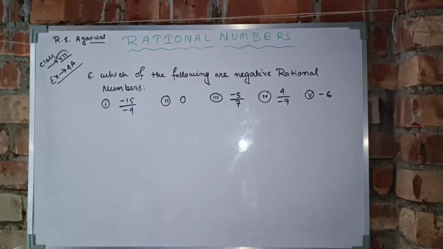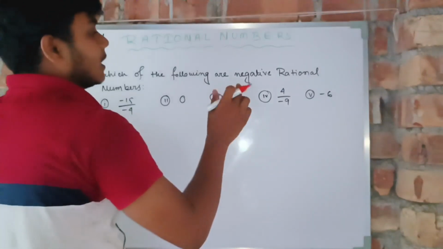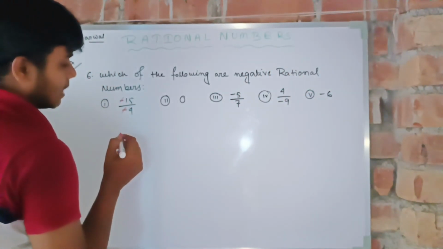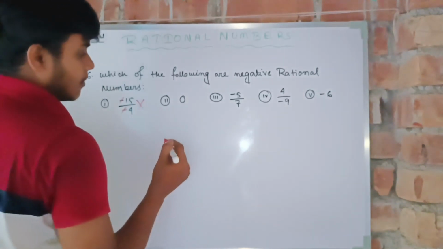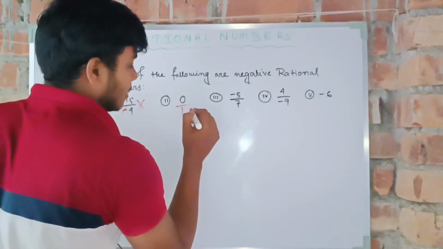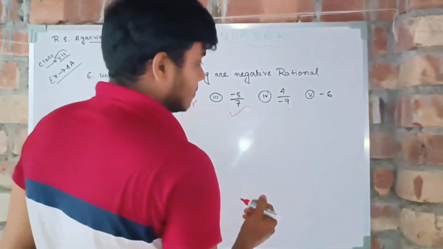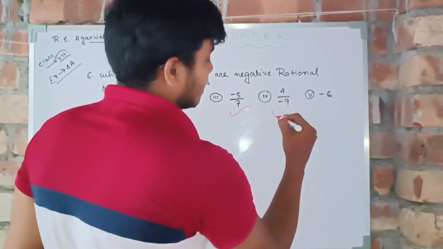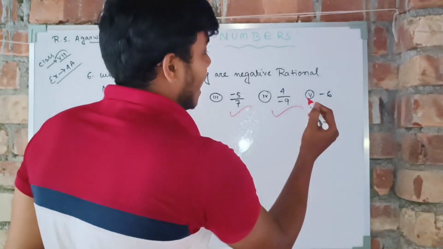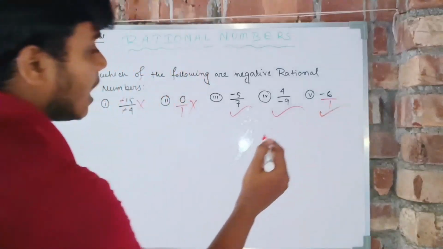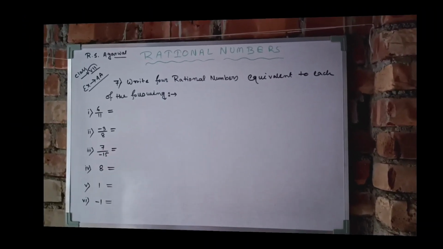Our next problem is which of the following are negative rational numbers? Minus 15 by minus 4, minus cancels out, so this is a positive rational number. This is 0 by 1. This is a positive rational number. Minus 5 by 7 is a negative rational number. Minus 4 by minus 9, this is a negative rational number. And minus 6 is represented as 6 by 1, therefore this is a negative rational number.